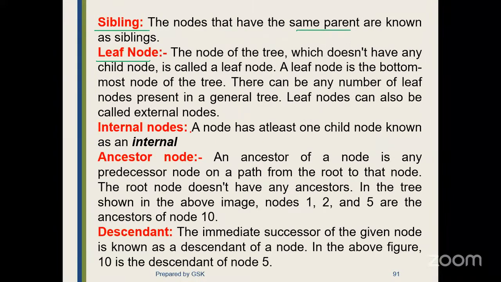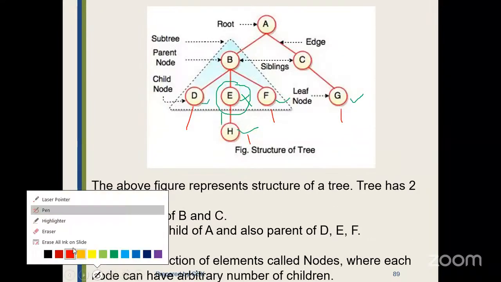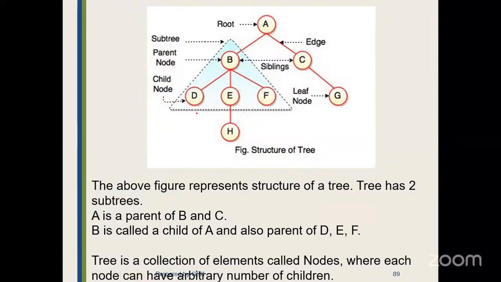Internal nodes. A node that has at least one child node is known as an internal node. A leaf node is known as an external node, right? Just now we covered that. Other than the leaf nodes, if any node has at least one child, for example C, it has only one child. So this is called an internal node. E has only one child. This is also an internal node.